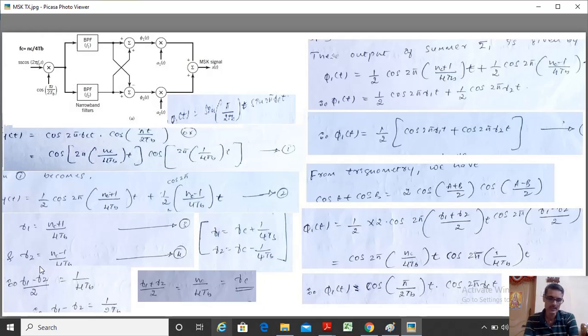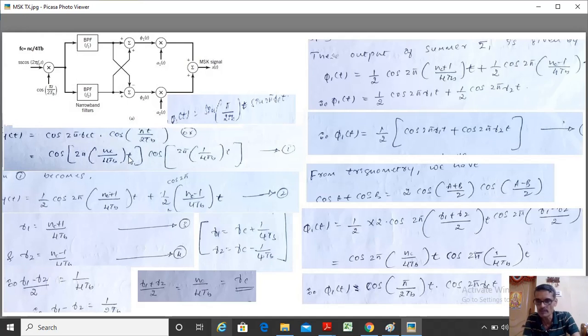According to my first video where I have showed, F1 plus F2 by 2 should be equal to FC. If I subtract and divide by 2, the two frequencies, it should be equal to 1 by 2 TB. That is minimum shift keying, the third what it says. I'll come to that point. Now, I add and divide by 2. This particular term, I will add and divide by 2. Just, you can check this mathematically. It will be equal to NC by 4 TB.